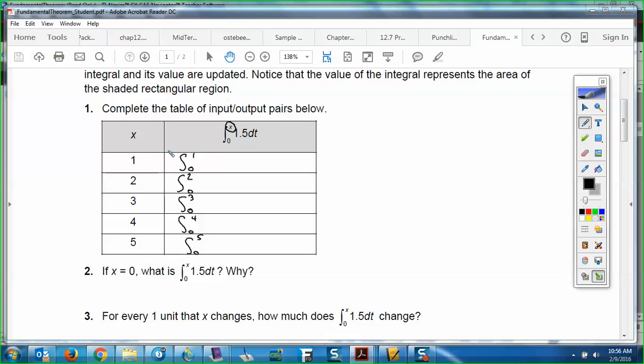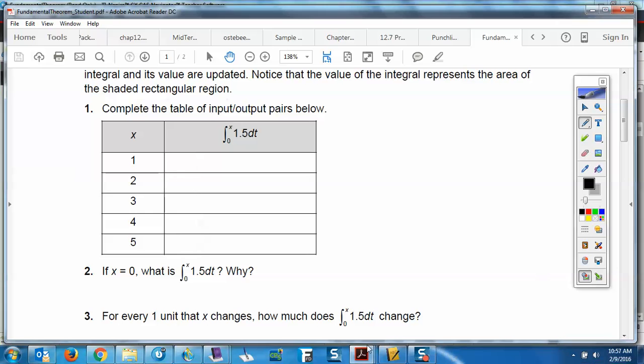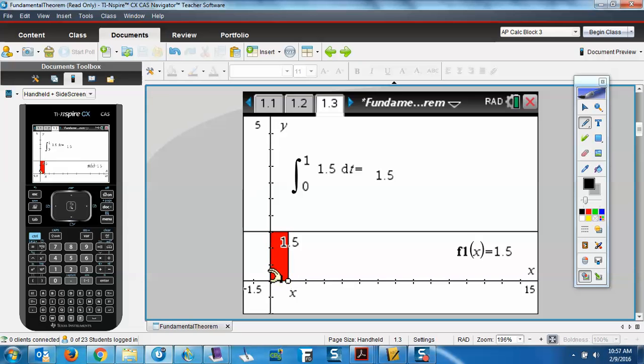Okay, so plug in a 1, it's the area from 0 to 1. Plug in a 2, area from 0 to 2. Plug in a 3, it's the area from 0 to 3. So, back here, then on this, we've got them calculated. Well, this is easy. It's 1 wide and 1.5 tall. That's an area of 1.5. So fill in the table. So when x is 1, our area is going to be 1.5.